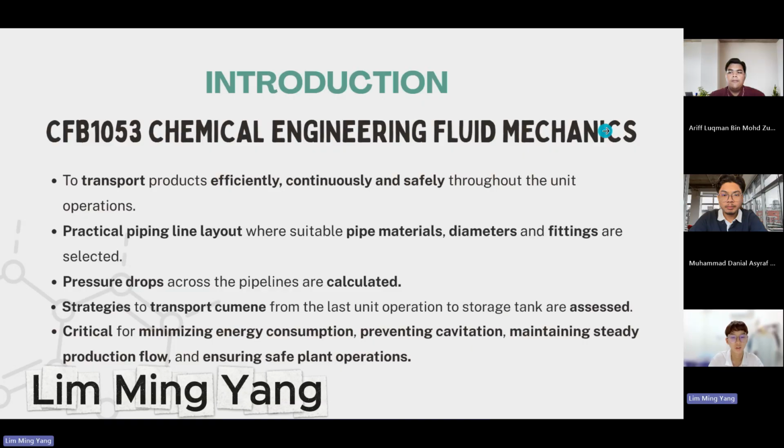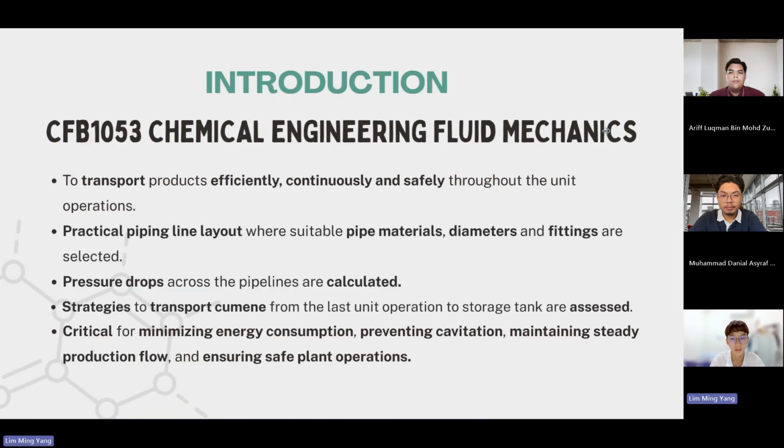I'm going to introduce chemical engineering fluid mechanics in this process. So the objective is to transport products efficiently, continuously, and safely throughout the unit operation. We will prepare a practical piping line layout where suitable pipe materials, diameters, and fittings are selected. By choosing a practical piping line layout, the pressure drop can be calculated, and the strategies to transport cumene from the last unit operation to the storage tank are assessed. Finally, this is critical for minimizing energy consumption, preventing cavitation, maintaining steady production flow, and ensuring safe plant operations.